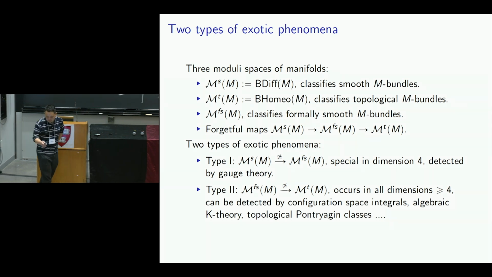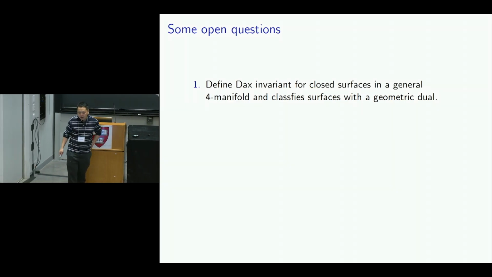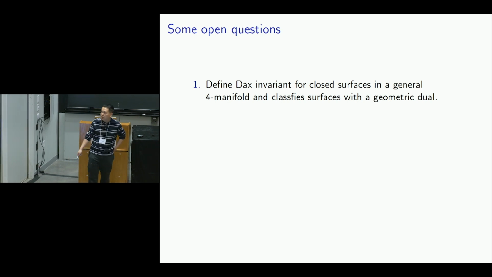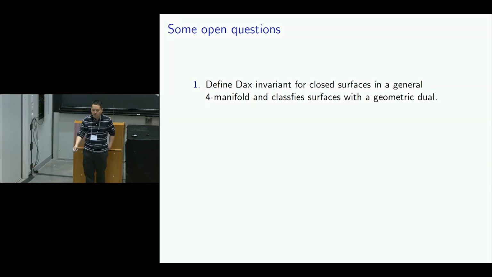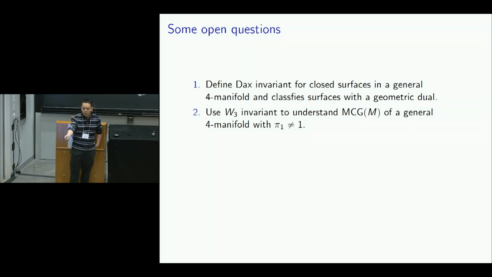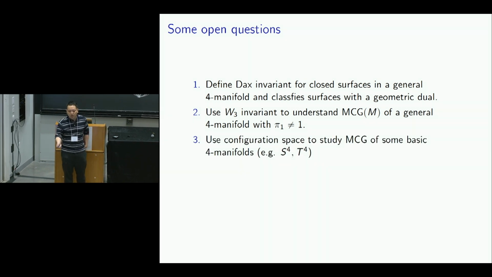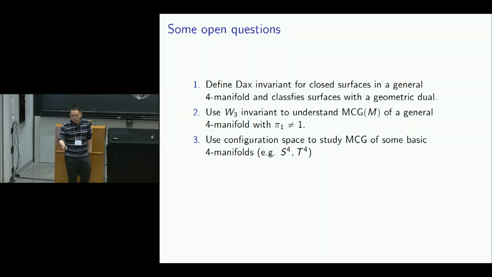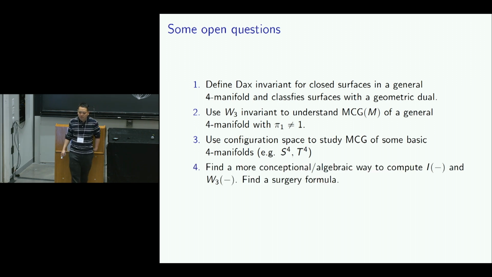There are some interesting open questions, but I'm running out of time, so let me just quickly mention them. Try to generalize the Dax invariant for general 4-manifolds. Try to use the W_3 invariant to understand the mapping class groups of more 4-manifolds. Try to use configuration spaces to study the mapping class groups of S^4, T^4, and others. And try to find a more conceptual way to compute these invariants.